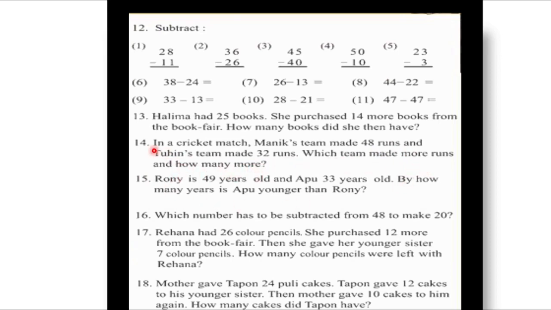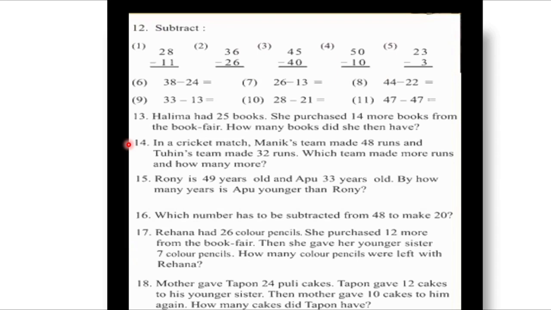Dear students, just try to read it deeply and then try to collect data from this math. Here we can see that two teams are mentioned. The first team is Manik's team and the second team is Tuhin's team, and they were able to score some runs. The question before you is which team made more runs and how many more.